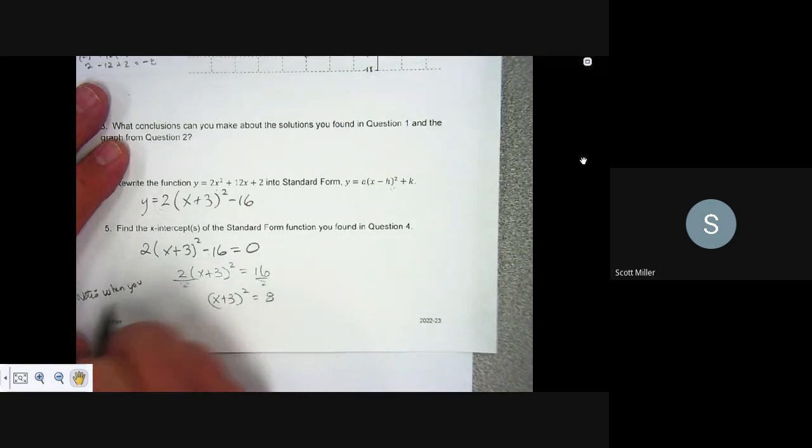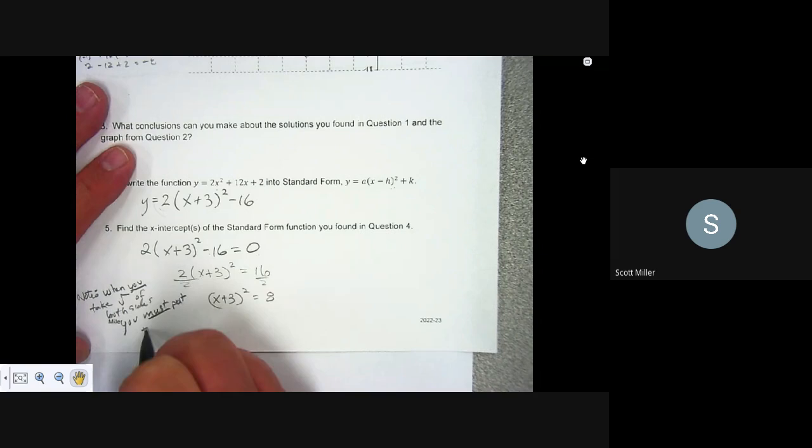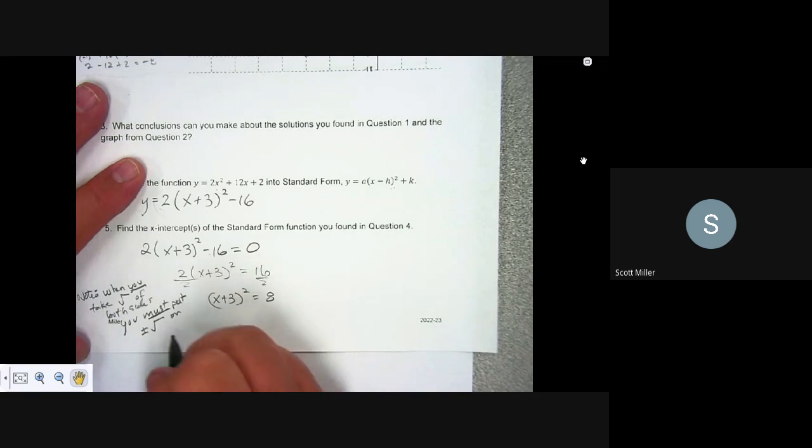When you take the square root of both sides, you must put a plus or minus in front of the square root on one side.